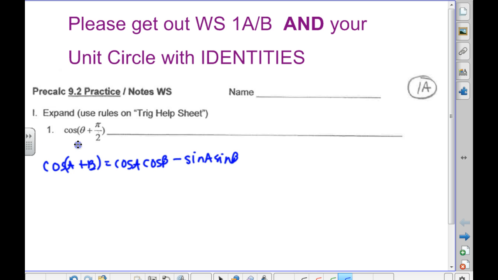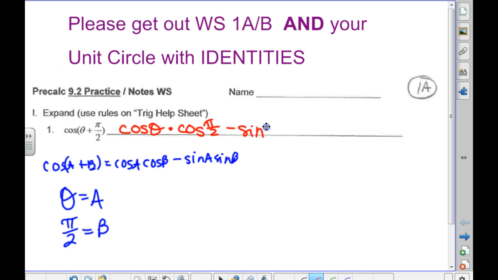What are we going to put instead of an A, though? Our theta is going to replace all those A's, and instead of B, we're going to write pi over 2, because that's what our question was. Everybody good on what we're doing here? So write this out, replacing those with thetas and pi over 2's. So we'll say cosine of what? Theta times cosine of pi over 2 minus sine of theta times sine of pi over 2.